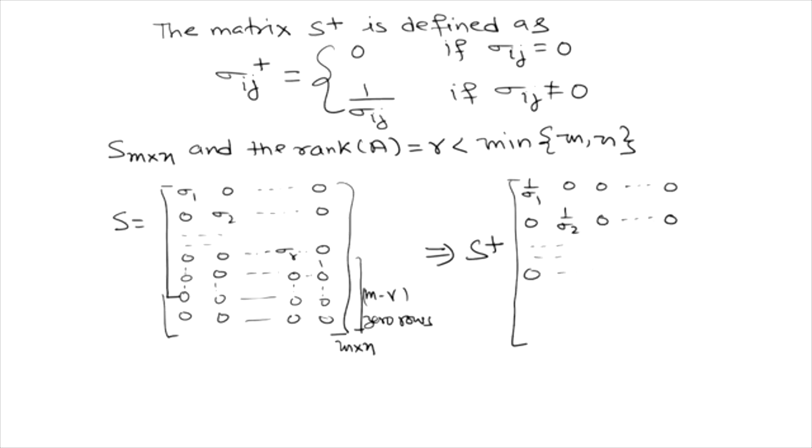In the same way, it will become 1 upon sigma r, and then what will I be having? I will be having n minus m 0 rows, because there will be 1 upon 0. So, 1 upon 0 I will replace by 0. We will see this in an example.